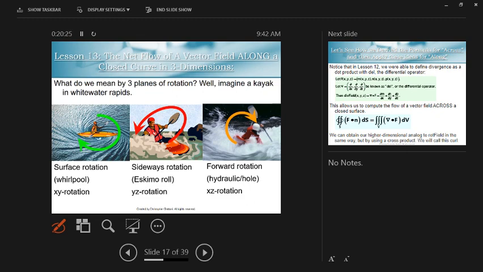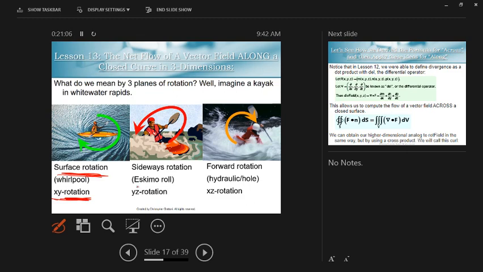So a kayak can rotate in 3 different planes because a kayak lives in 3-dimensional space. The simplest kind of rotation will happen if you're a beginner and not a very good kayaker. Typically one side of your body is stronger, or has a better stroke with your paddle than the other side, and you'll end up spinning in circles on the water. That's surface rotation, right? That's XY rotation. It can also happen if there's a whirlpool underneath you, or if the rudder on your kayak is off, you'll spin in circles. Surface rotation.